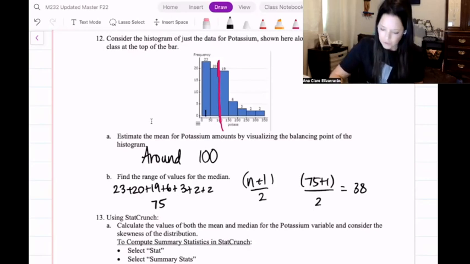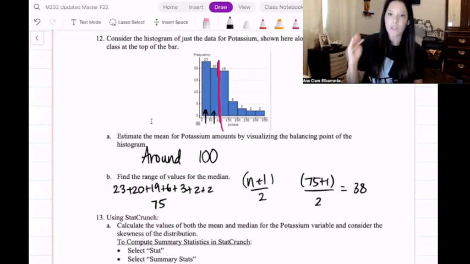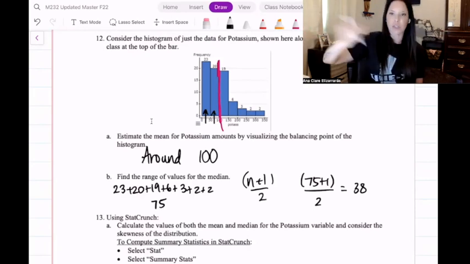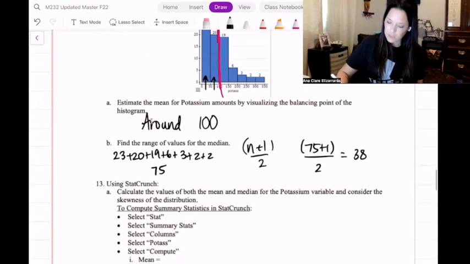In the first, there's 23. In the next one, there's 20. So 23 plus 20 is 43. So the first through the 43rd observation are in those first two columns, which means that the second one is where the median is. So the median is going to be between 50 and 100.